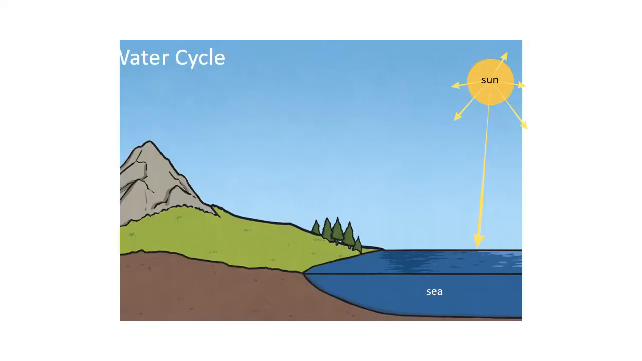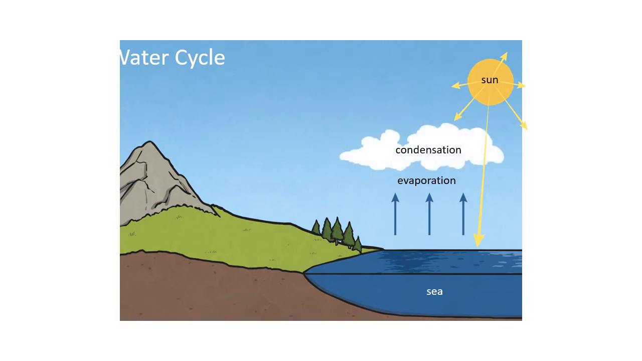So first we will review the water cycle. So evaporation, do you remember what evaporation means? Condensation. And precipitation. Water cycle. So I see the sun, I see a cloud, I see wind, I see the sea or the ocean. So all of those things are part of the water cycle too.